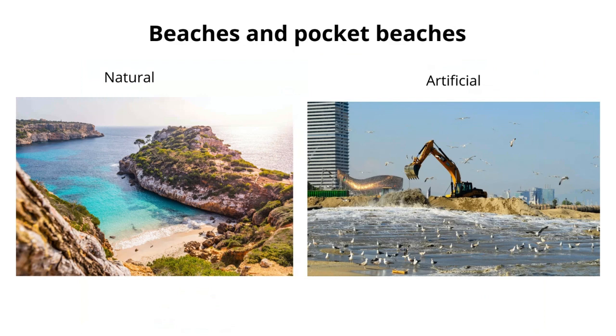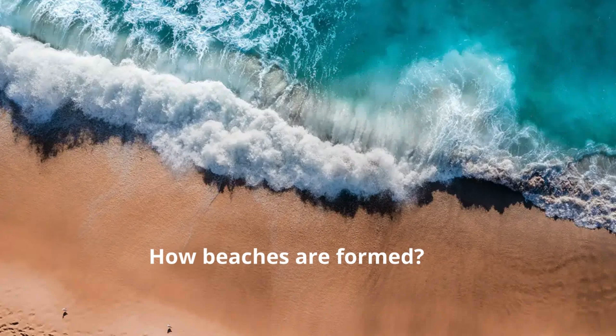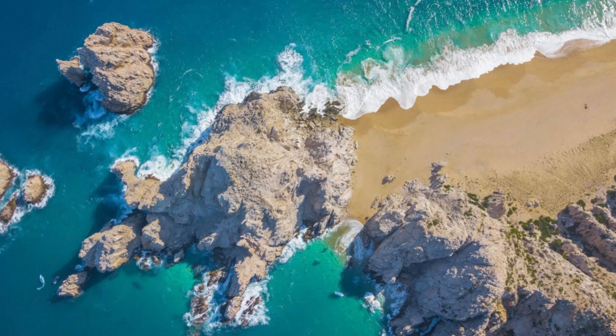Beaches and pocket beaches can be natural or artificial, formed by the dumping of sand or gravel brought from the land, or from offshore sources. How are beaches formed? A beach is shaped by the swash and backwash as waves break upon the coast, and the shape of the beach will respond to wave conditions.